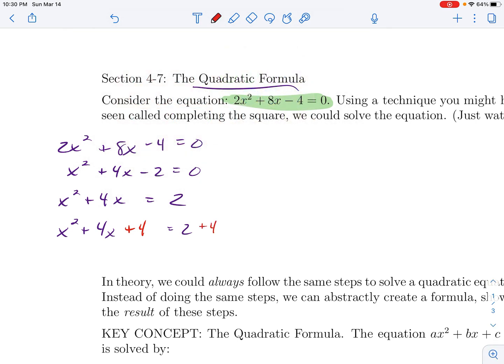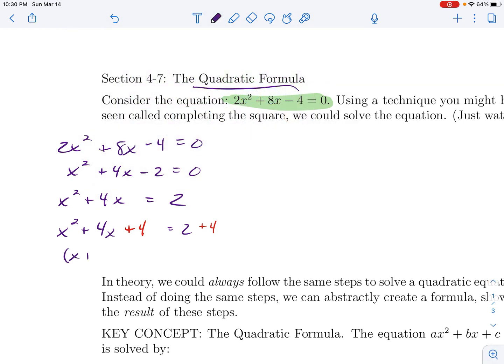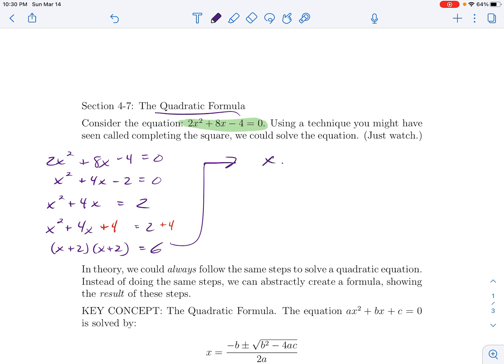what I get on the right factors, what I get on the left factors. This factors as x plus 2 times x plus 2 equals 6. So I have that x plus 2 squared is equal to 6. What that means is that x plus 2 is equal to the square root of 6, which is an awkward number, but you can put that in your calculator, or x plus 2 is equal to the negative square root of 6.